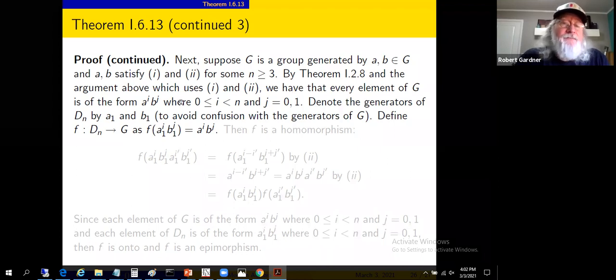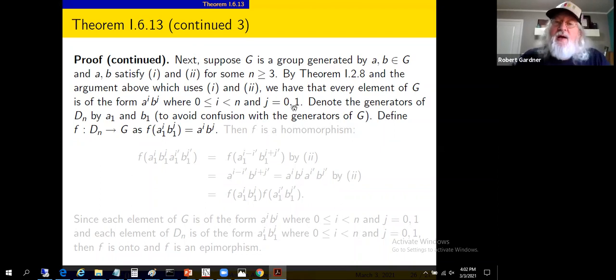Theorem 1.28, and the argument we just had works in this setting. We've assumed the same hypotheses on the symbols A and B, so we can still draw the conclusion that elements of this group G are of the form A to the I, B to the J, with the appropriate choices as before of the I's and the J's. So we're going to have to map from the dihedral group into this group G.